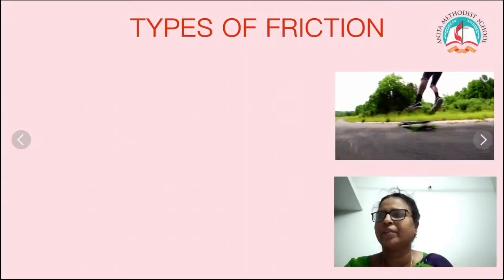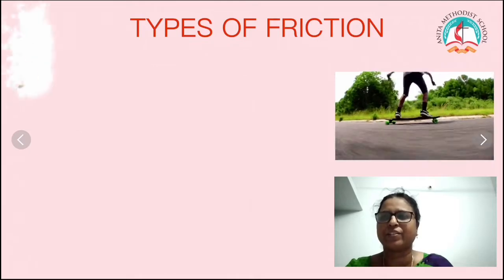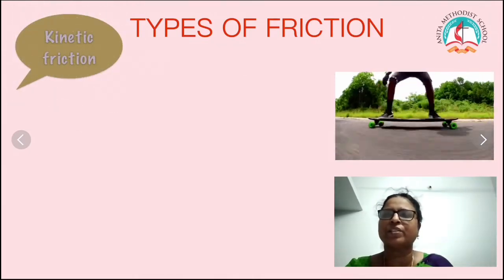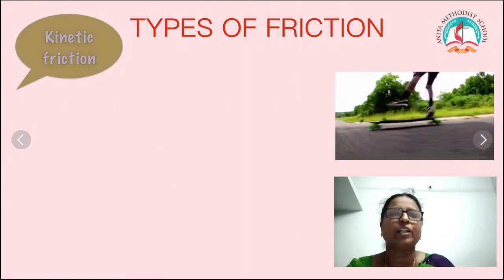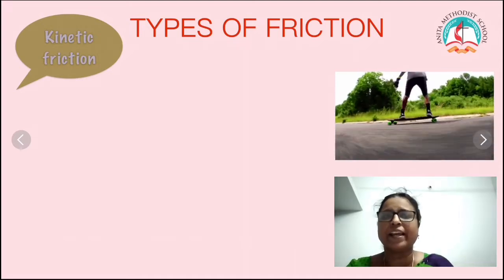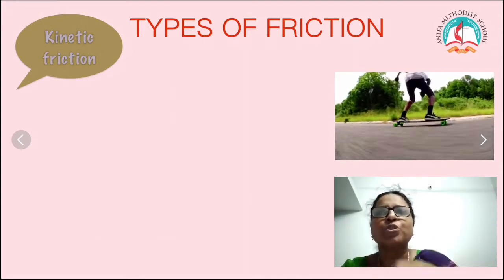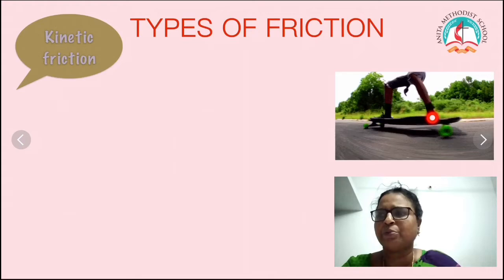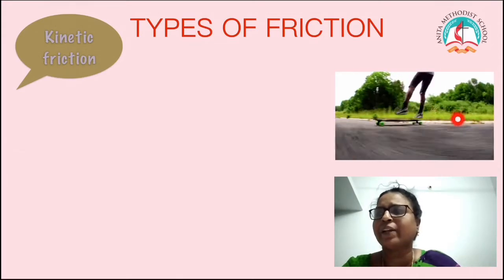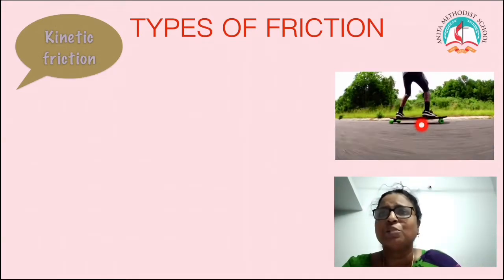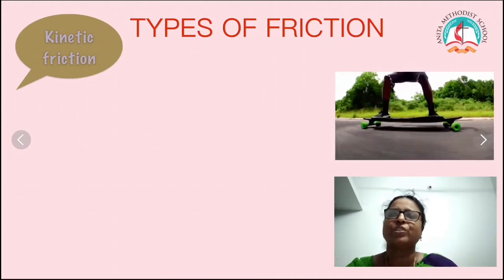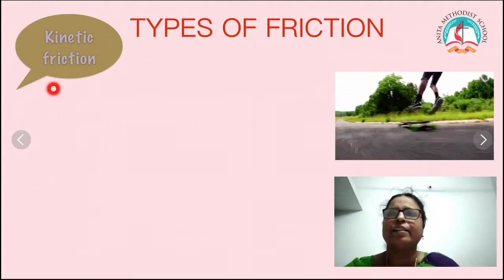Next, that is kinetic friction. So what is the friction? The next friction is kinetic friction. Friction existing during the motion of bodies. Now here the friction exists when the body is moving. That type of friction is called kinetic friction.